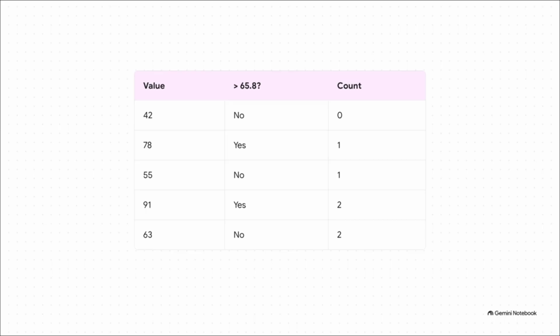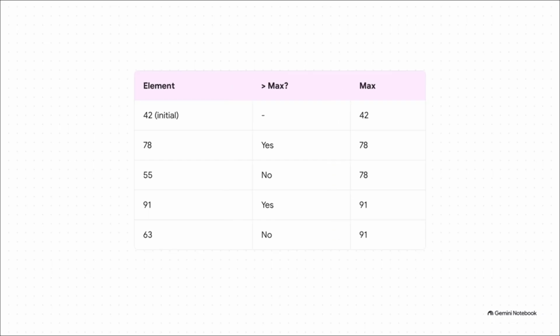This logic pairs a C for loop to iterate over the array with an internal if statement to selectively increment our counter variable. Finding the maximum value works very similarly by keeping a running best so far.